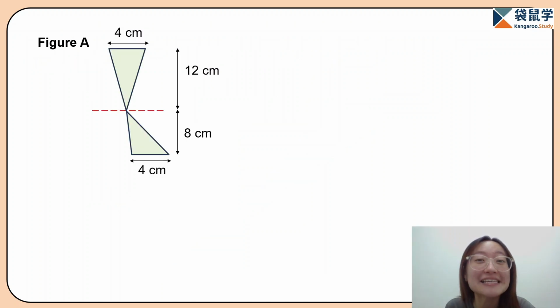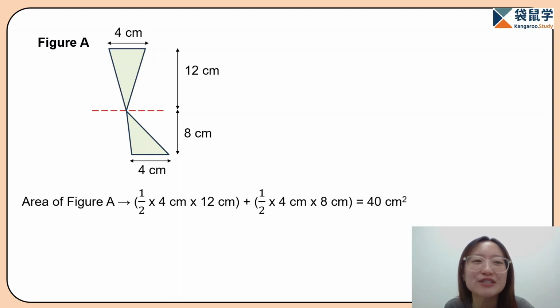Let's take a look with an example. Here we have figure A with 2 triangles of the same base of 4. It also has an hourglass shape. The triangle on top has a height of 12 and the triangle below has a height of 8. How can we find the total area of figure A? We can find the area of the triangle on top, which is half times 4 times 12, and the area of the triangle below, which is half times 4 times 8. And we can add them together to get 40 centimeters squared.